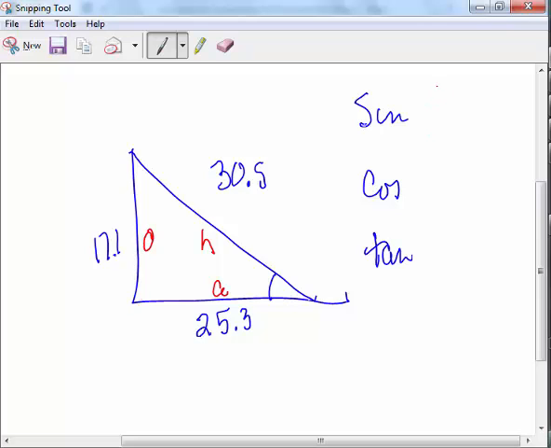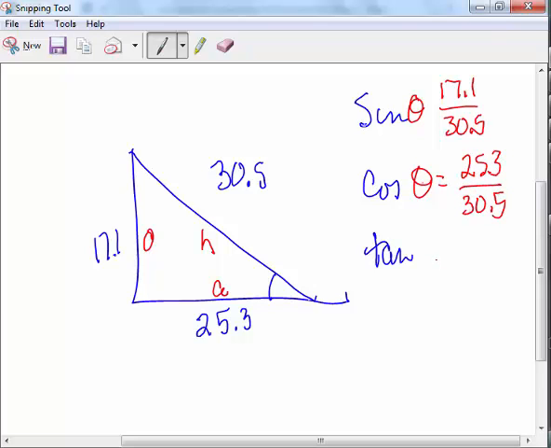So the sine of theta is 17.1 over 30.5, opposite over hypotenuse. Cosine of theta is the adjacent, 25.3 over the hypotenuse, 30.5. And then tangent of theta is opposite, 17.1, over adjacent, 25.3.